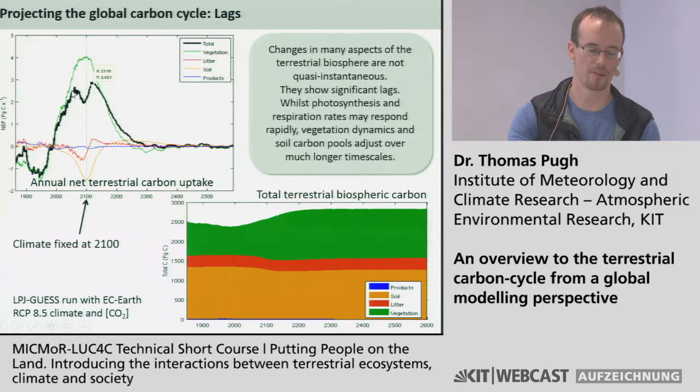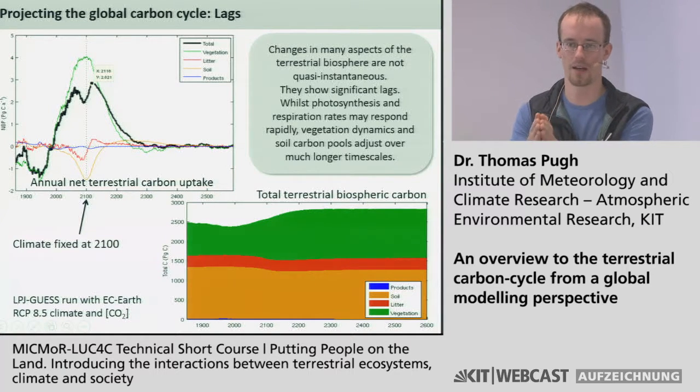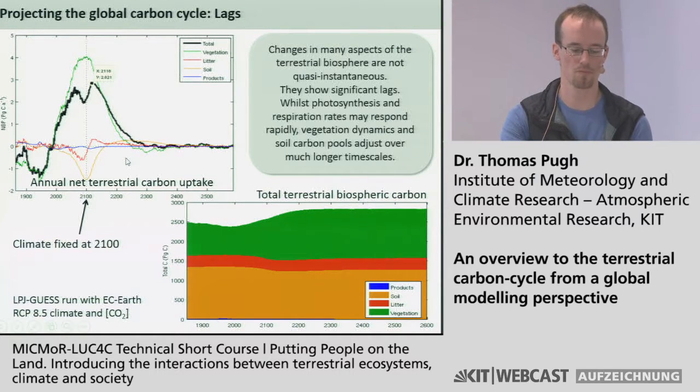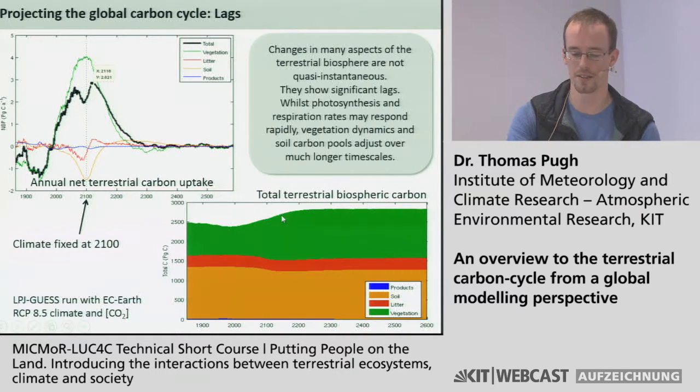So this is some simulations we ran where we ran the model LPJ-GUESS with an RCP 8.5 climate change up to 2100, and then at 2100 we fixed the climate, and we waited to see how long it would take for the biosphere to come back into equilibrium and what effect that would have. So you see the time for the biosphere, in terms of the net biospheric productivity, to come back into equilibrium with the climate is about 200 years after we fixed forcing. And in this time we have a large increase in our vegetation carbon stock and quite a substantial decrease in our soil carbon stock.